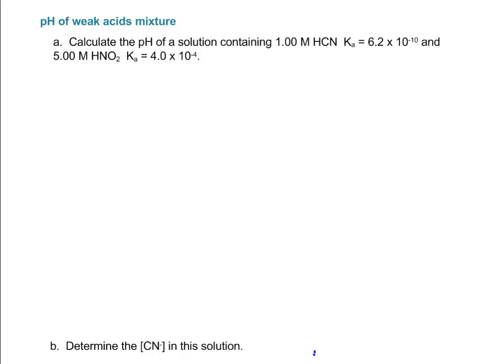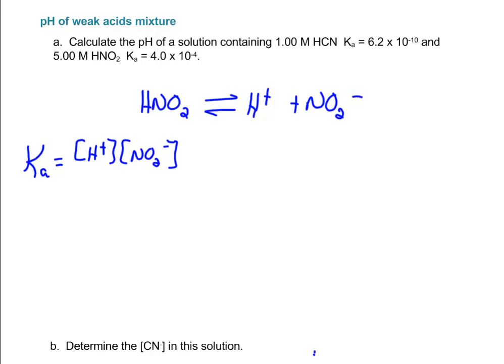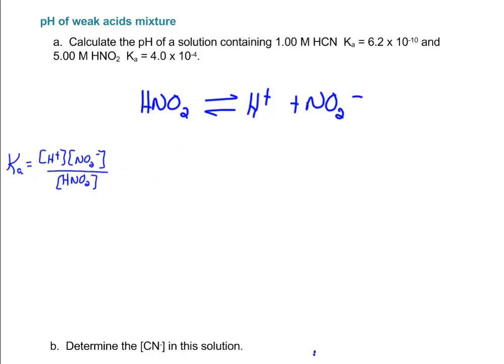So first, probably the thing to do is to write out the equilibrium reaction, dissociation of nitrous acid. So our Ka expression is hydrogen ion concentration times nitrite ion concentration over nitrous acid concentration. So our initial concentration is 5 molar, and no hydrogen ion, no nitrite ion. So at equilibrium, we're going to have 5 minus X for nitrous acid, X for hydrogen ion, X for nitrite ion. So now I'm going to put it into my Ka expression and solve for the hydrogen ion concentration. That will allow me then to figure out the pH.